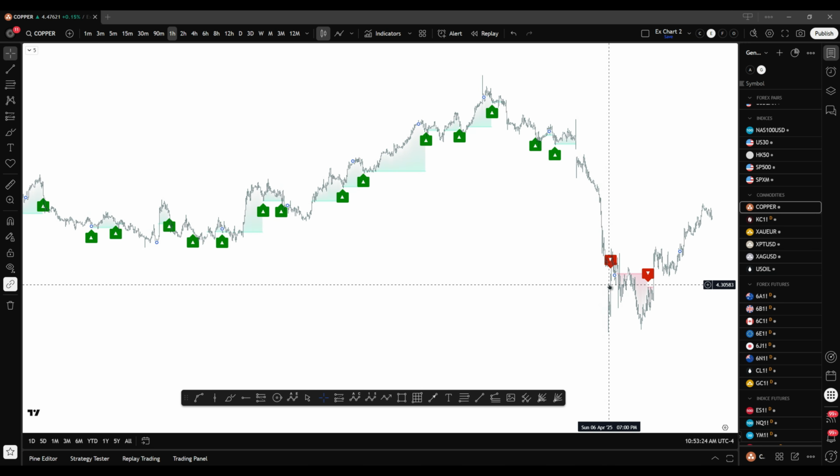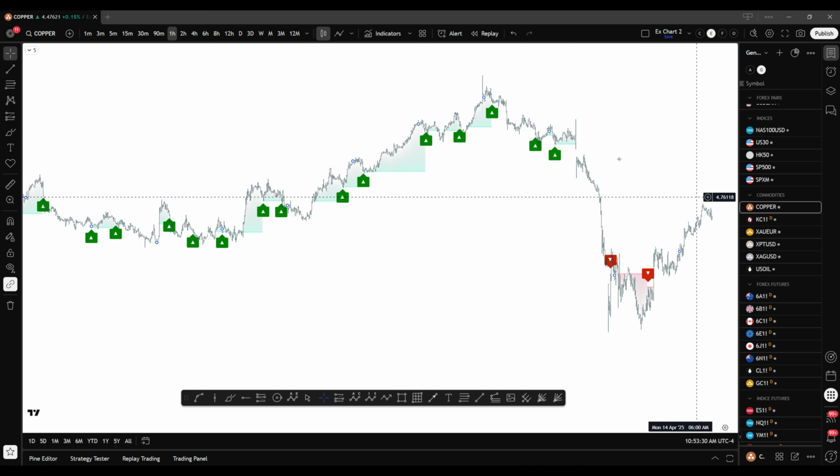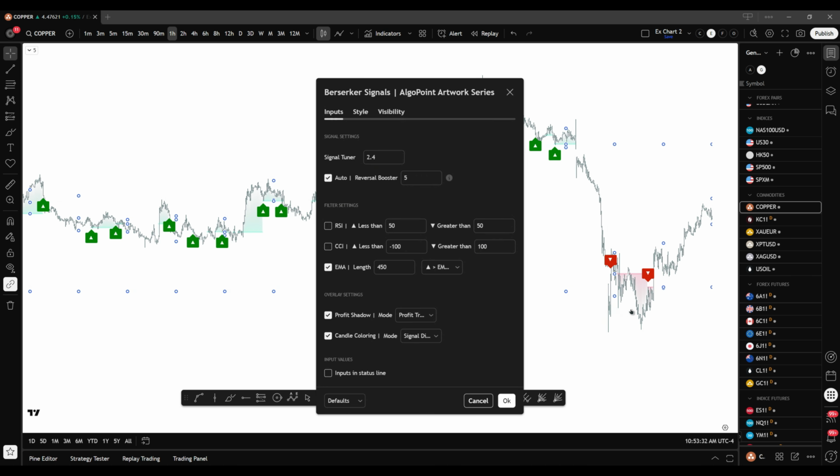Next is signal logic and transparency. Are the signal types clearly explained? So does it explain why these signals are coming out? And it's kind of, in a sense, self-explanatory because it's a combination of filters and settings. So if you get a green upward tick, that means it's a possible buy. If you get a red one here, it's a possible sell. You can enter off of that.